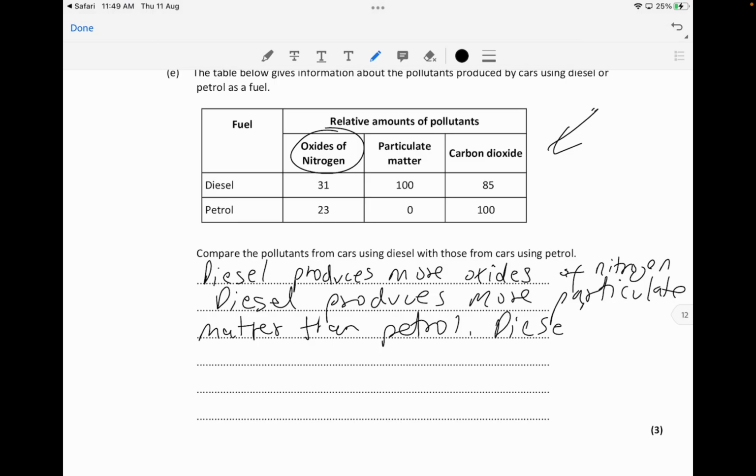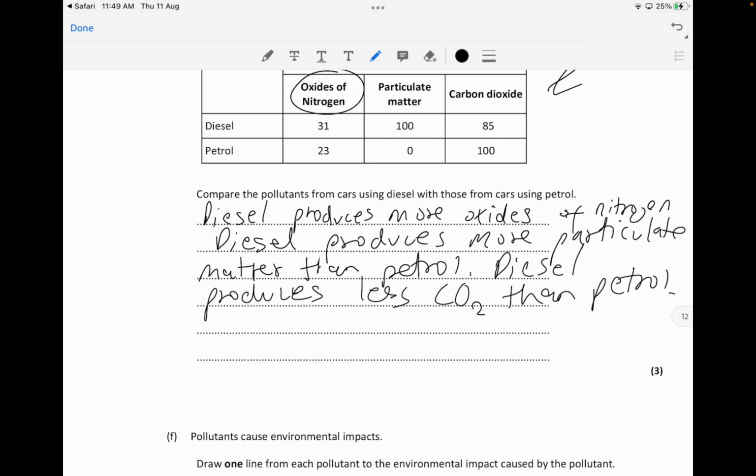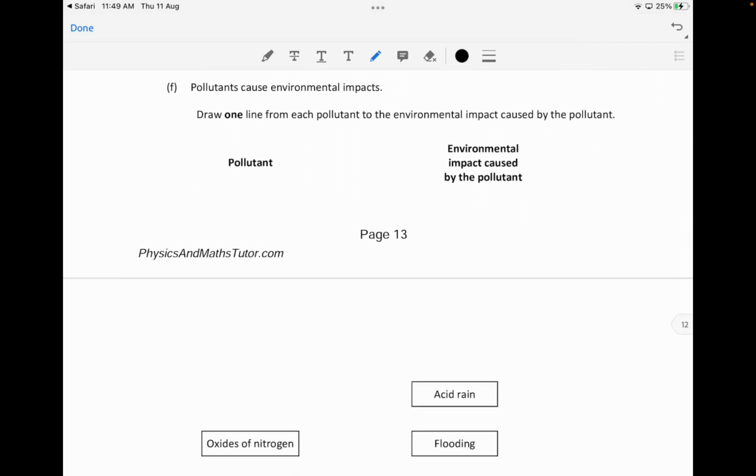That diesel produces less carbon dioxide, CO2. I'm just going to write CO2 for now. Less carbon dioxide than petrol. So these are your 3 statements: that diesel produces more oxides of nitrogen than petrol, that diesel produces more particulate matter than petrol, and that diesel produces less carbon dioxide than petrol. Just write down the full statement, carbon dioxide, for 3 marks. Alright, let's move on to the next question.